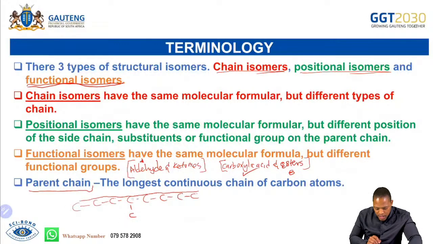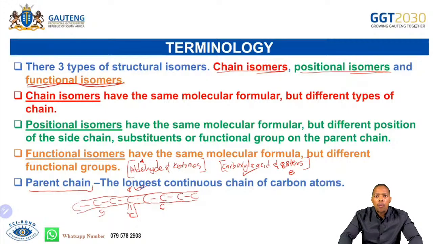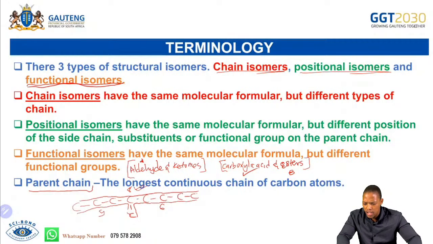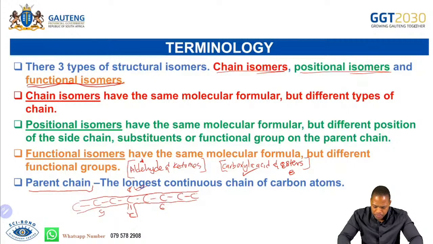But if I do this and I decide to take a corner, let's check. 1, 2, 3, 4, 5. Only 5. Here I have 8. Here I have 5. If I trace out this here and I take a corner this side, I can do 1, 2, 3, 4, 5, 6. Here I only have 6. So the parent chain will be the longest continuous chain, the one with the larger number. In this case, it is 8 carbons. 8 carbons will form our parent chain. It is extremely important that we are able to identify the parent chain, grade 12.